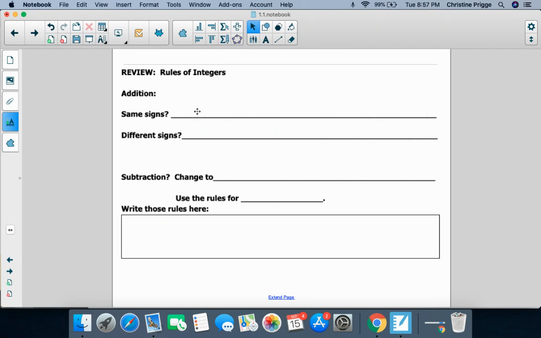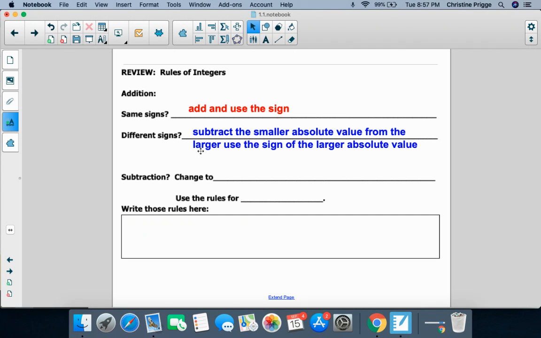When you're adding numbers with the same sign, you want to make sure you just add the two numbers and then use the sign that they share. It's quite simple. This is probably the easiest of the integer rules. But what if they have different signs and you're doing addition? Well, we just did a couple of them like that. You need to subtract the smaller absolute value from the larger and use the sign of the larger absolute value.